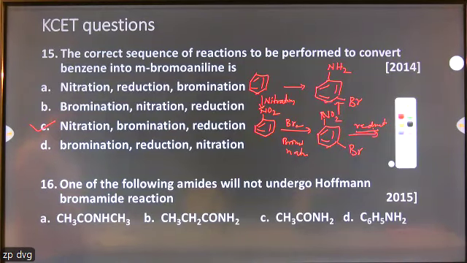Next question. One of the following amides will not undergo Hofmann bromamide reaction. As you all know, in Hofmann bromamide reaction, when a primary amide is treated with bromine and alcoholic potassium hydroxide, you get a primary amine. So the starting reactant is a primary amide. So this is an amide, but it is a secondary amide.